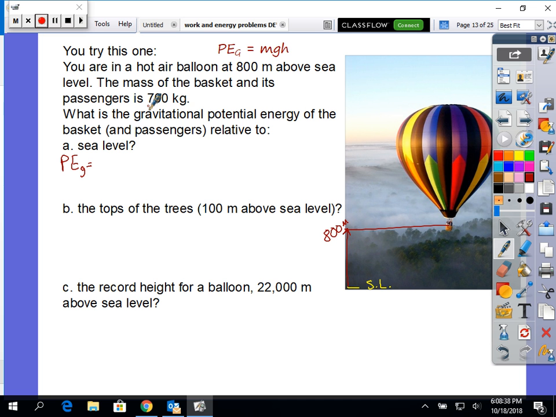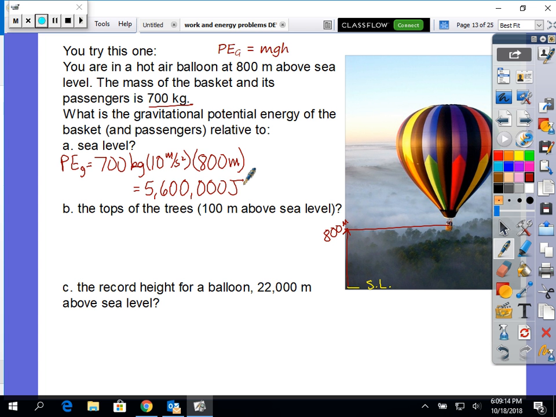So when we calculate the potential energy, it's going to be the mass, 700 kilograms, times g, 10 meters per second squared, times the height above sea level, which is 800 meters. If we multiply all that together, we get 5,600,000 joules. It's a lot of potential energy.